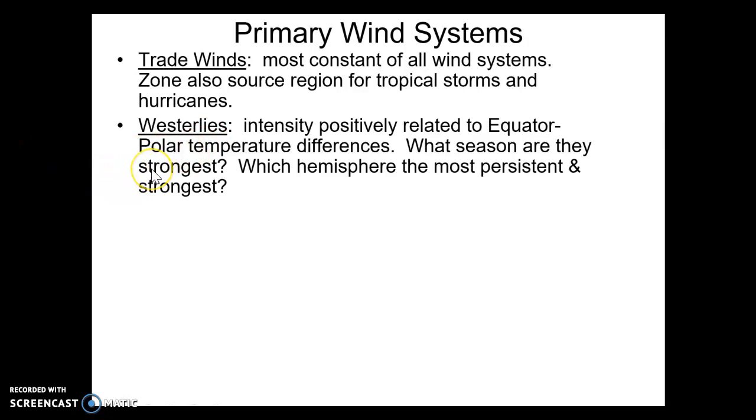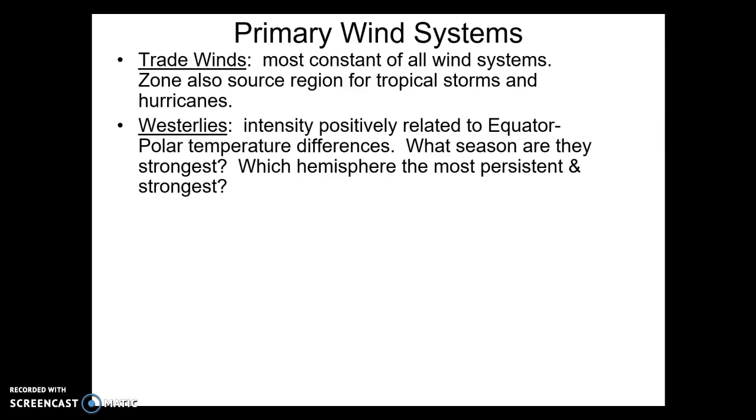Okay, so the winter low sun season is when they're kind of peak strong, and they are the most persistent and strongest, interestingly, in the hemisphere where the equator-polar temperature difference is the largest. Let me say that again. Which hemisphere is it where the equator-polar temperature difference tends to be larger? Is it the northern hemisphere or the southern?